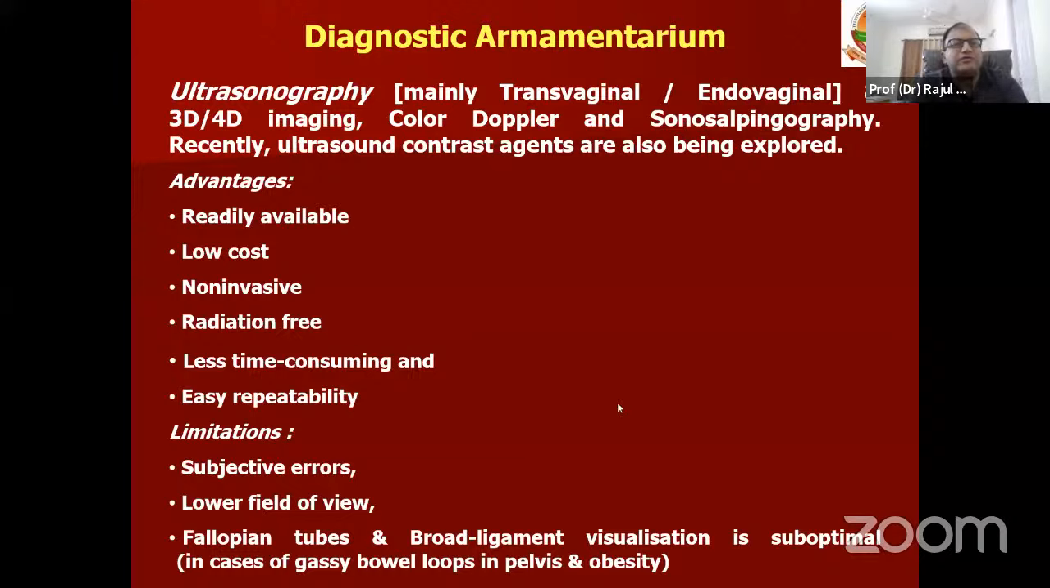What are the various advantages of ultrasound? We all know that it is available easily at all places. It is cost effective, non-invasive, radiation free, takes very little time compared to magnetic resonance imaging, and can be easily repeated again and again. But it has some limitations. It is a subjective modality, so individual experience plays a big role, and it has a lower field of view. We cannot view the entire pelvis, and fallopian tube and broad ligament visualization is suboptimal in ultrasound, specifically if there are gassy bowel loops in the pelvis and in patients who are very obese. Obesity is often associated with infertility, so there the ultrasound has limitations.